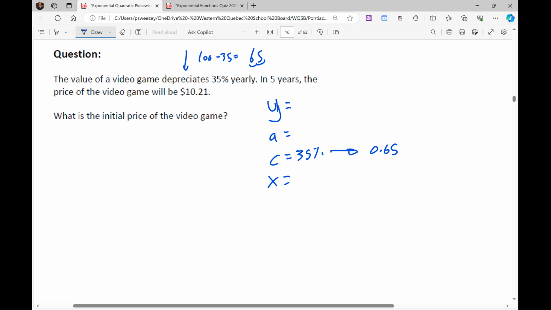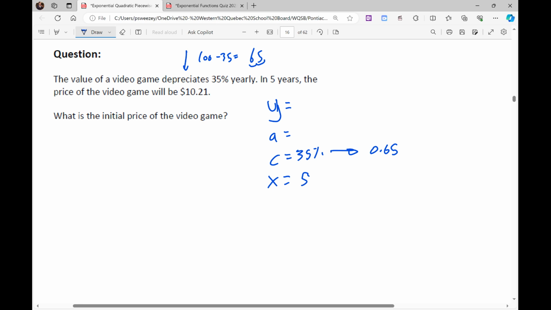In 5 years, the price of the video game will be $10.21. Those things are tied together. At a specific time, it will be worth this. What is the 5 years in the YACX? X is always going to be time, so X is going to be 5.